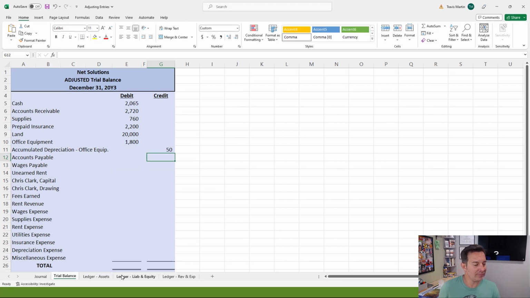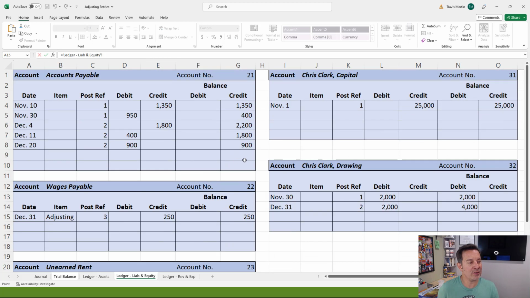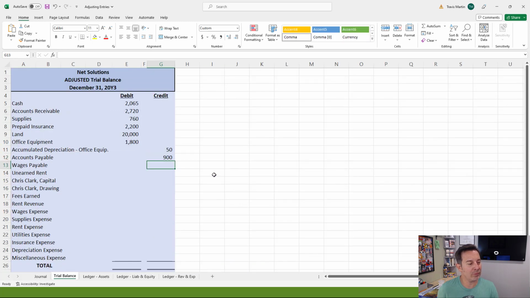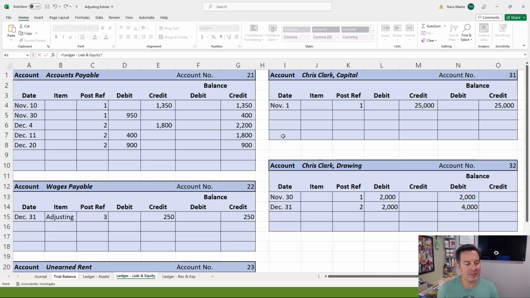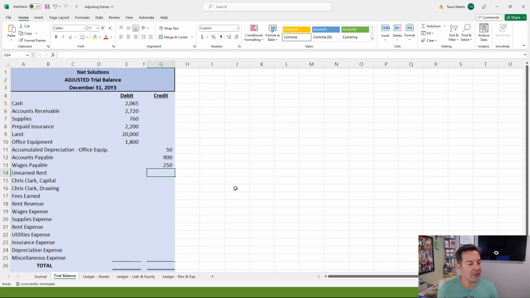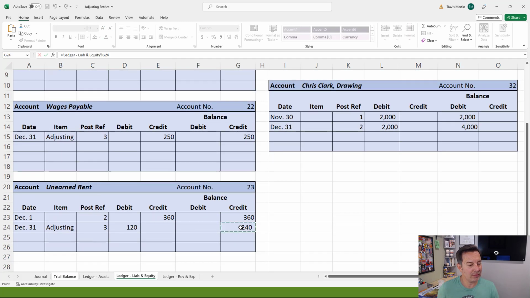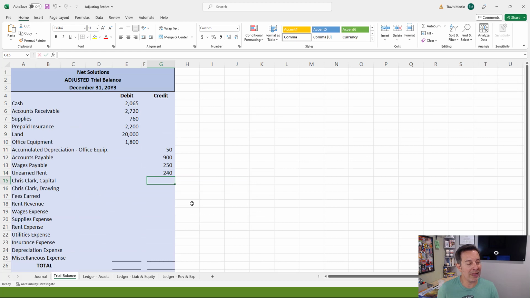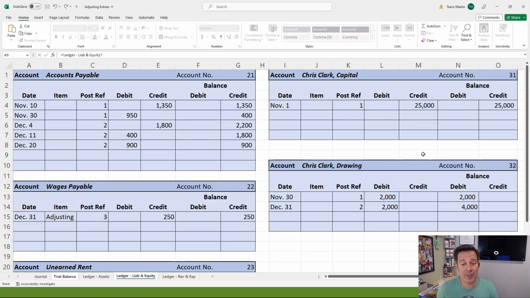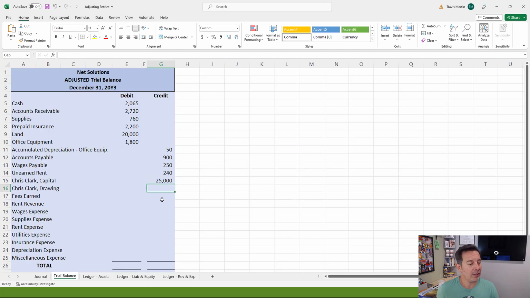Accounts payable should also have a normal credit balance. We'll plug that in. Wages payable, exact same idea. And unearned rent, also a liability, normal credit balance. Capital will also have a normal credit balance as an equity account. And then drawing is a contra equity account. It's going to be on the opposite side there.